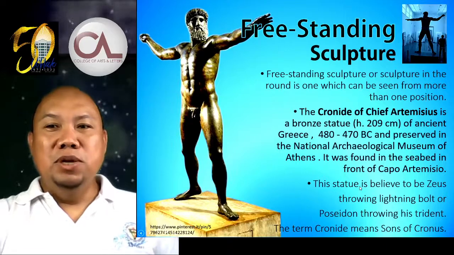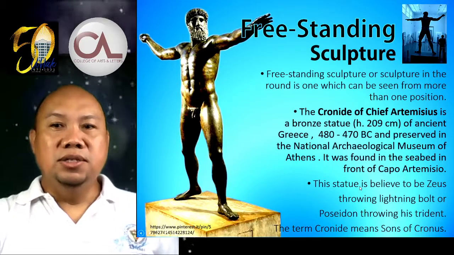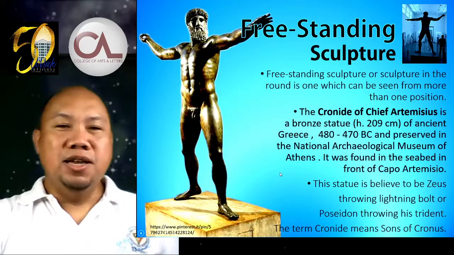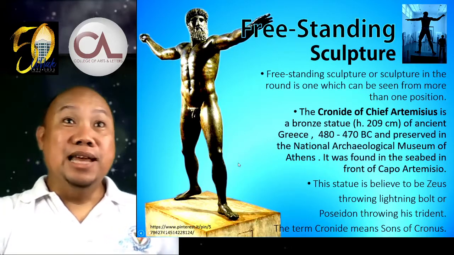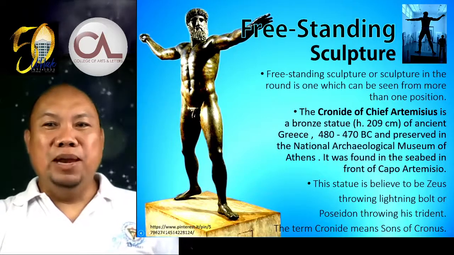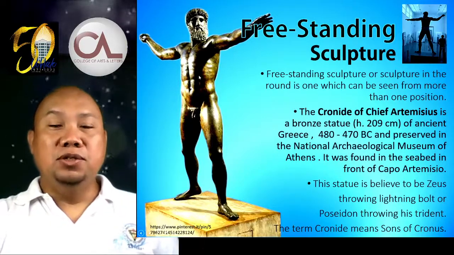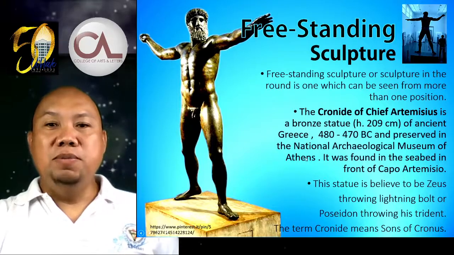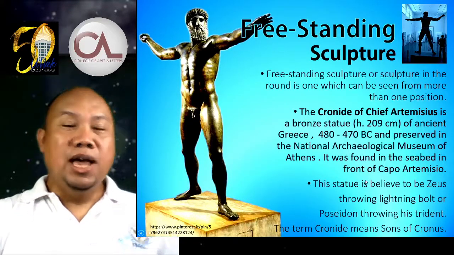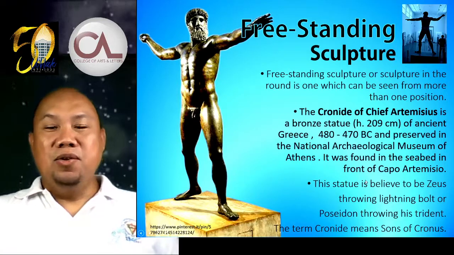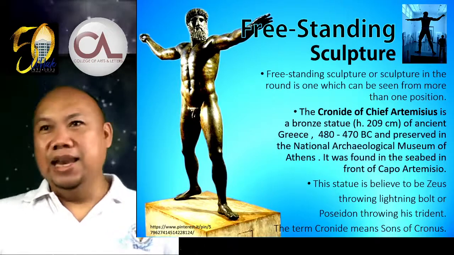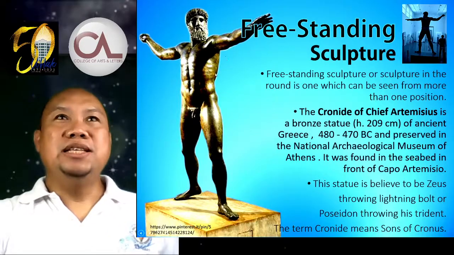The statue is believed to be Zeus throwing a lightning bolt, or it's Poseidon throwing his trident. So, bahala ka na kung sino paniniwalaan mo. It can be both, Zeus or Poseidon. Now, the term Chronide means sons of Cronus. Because, kung nalalaman ninyo o hindi, si Zeus at si Poseidon at si Hades, anak sila ni Cronus. So, yan ang tinatawag na freestanding.